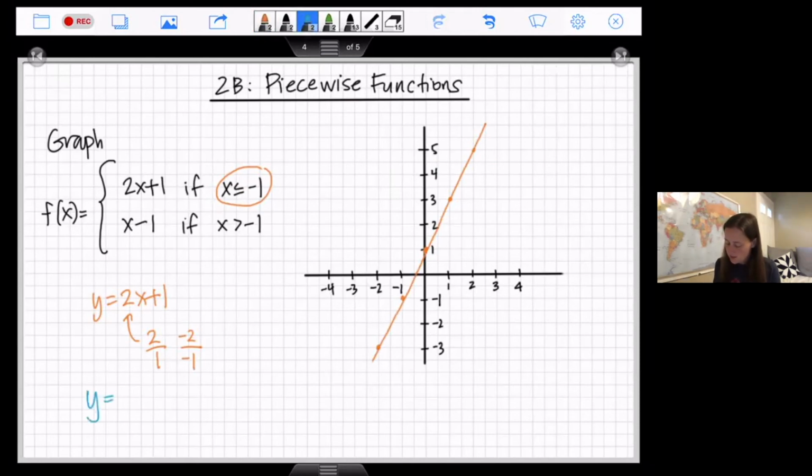Y equals x minus 1. Another line, my y-intercept is -1. And my slope is 1, which is 1 over 1. I'm going to go up 1 to the right 1, up 1 to the right 1, up 1 to the right 1. Again, an important part of this graph happens at -1, so I want to make sure I go a little bit to the left. So I'm also going to go down 1 and to the left 1, to stay on this line.